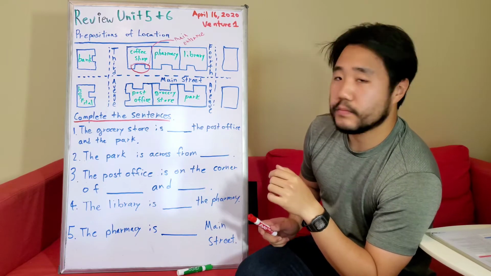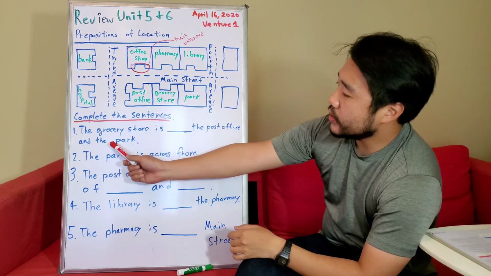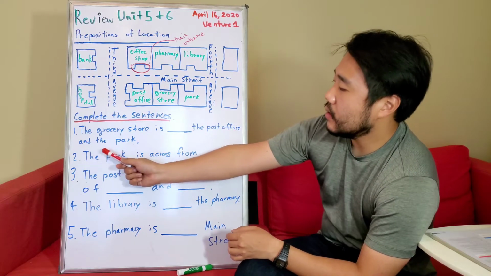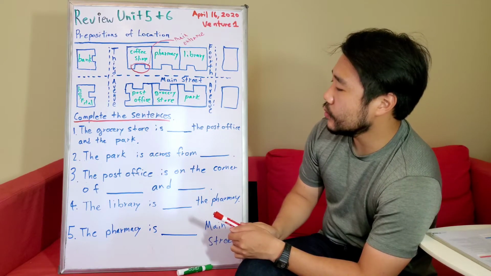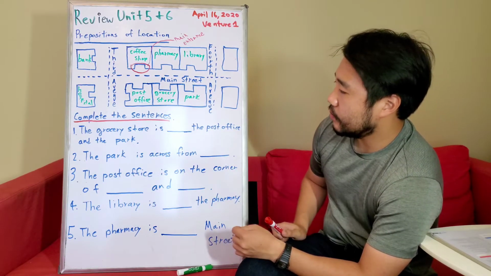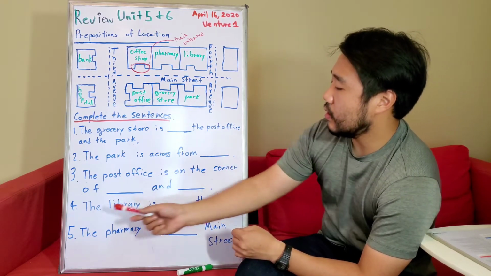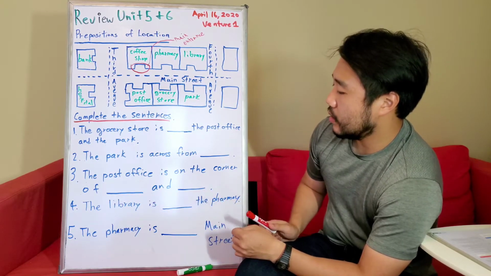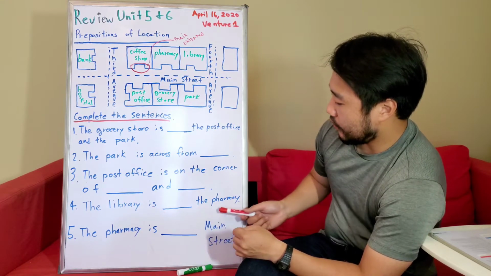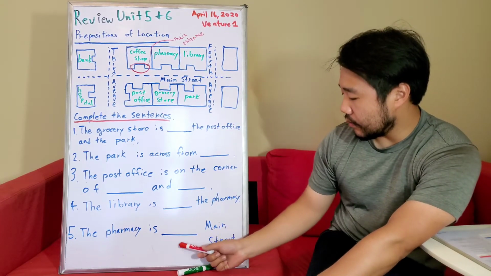So I'm going to read it together with you. Just repeat after me. Number 1, the grocery store is blank, the post office, and the park. Number 2, the park is across from blank. Number 3, the post office is on the corner of blank and blank. Number 4, the library is blank, the pharmacy. Number 5, the pharmacy is blank, Main Street.